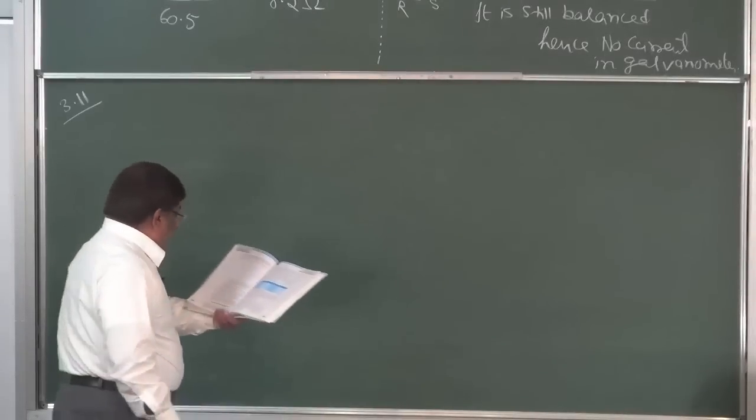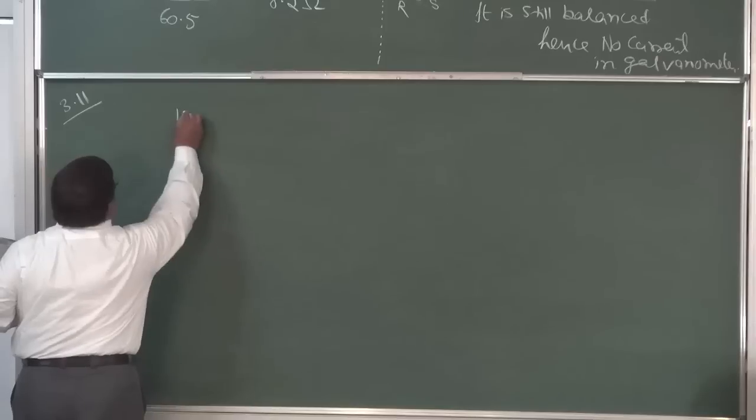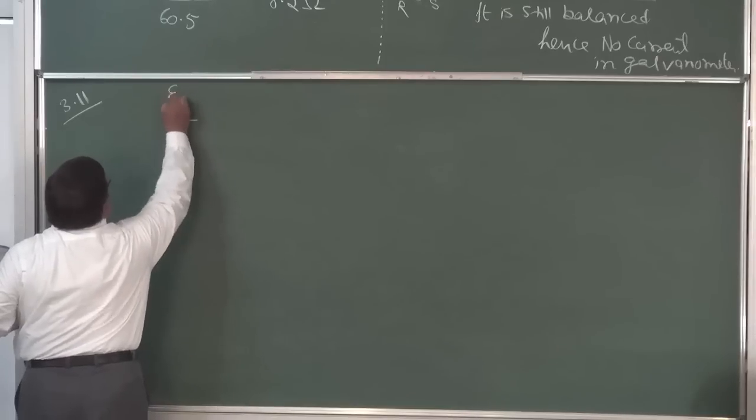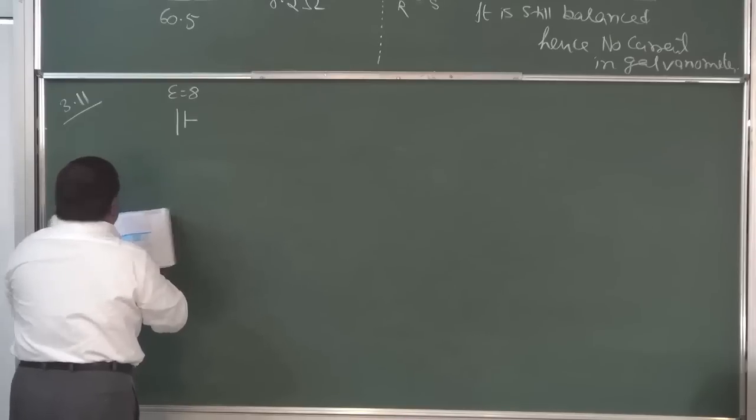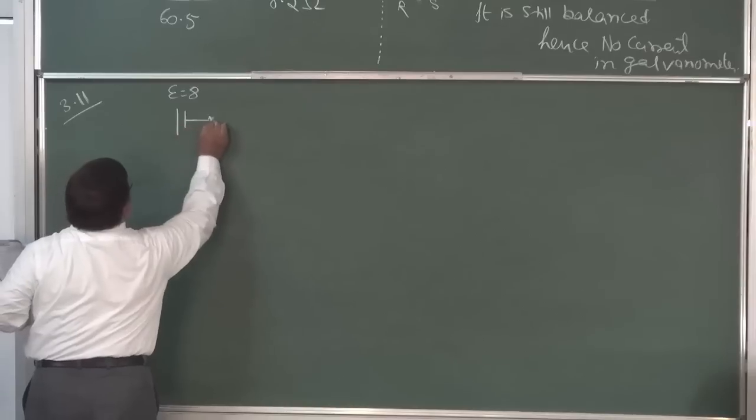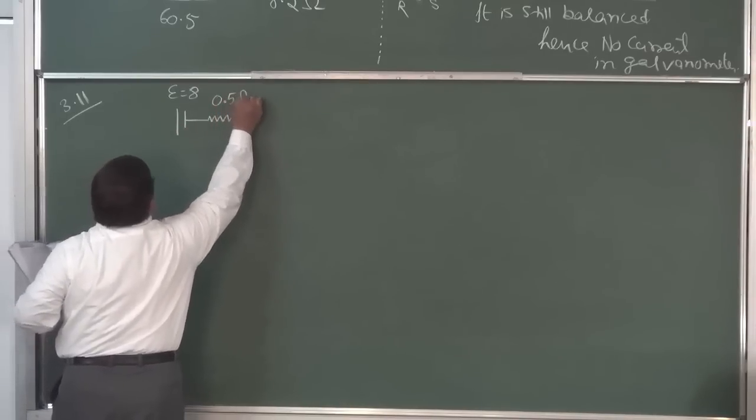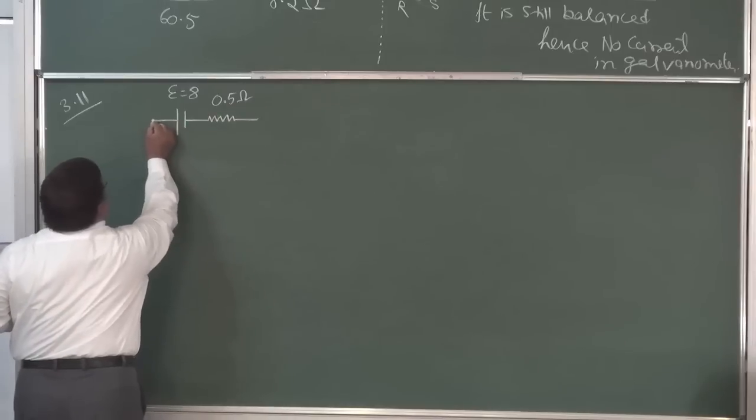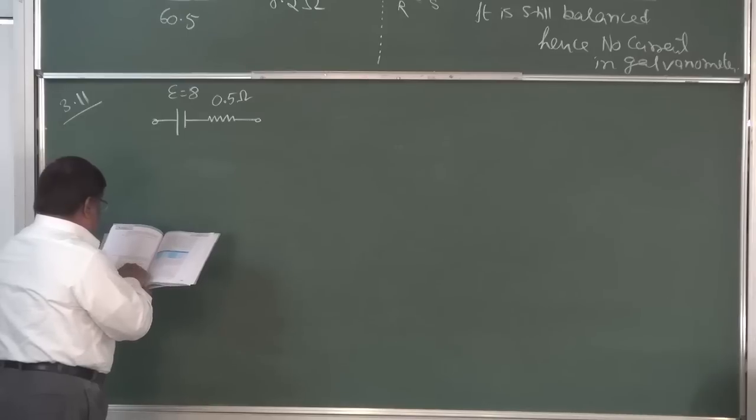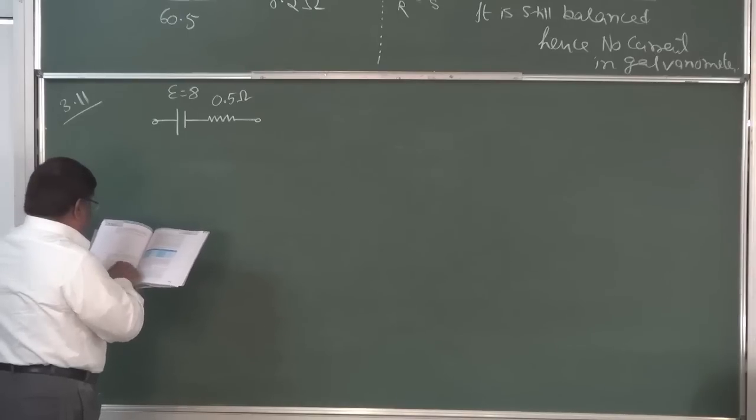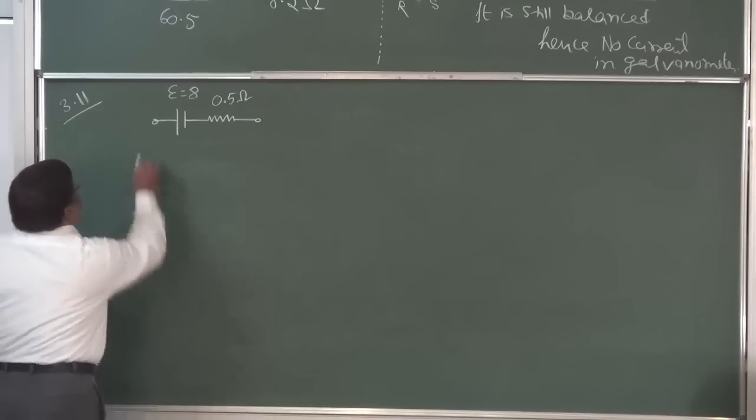Okay, question number 11. A storage battery of EMF 8 volt and internal resistance 0.5 ohm. This is the battery. Okay. It is being charged by a 120 volt DC supply.